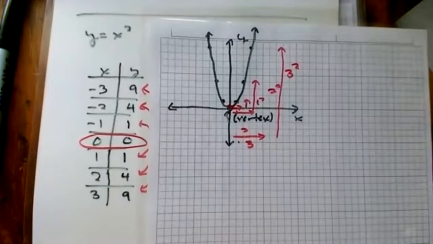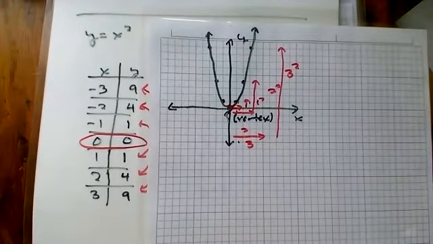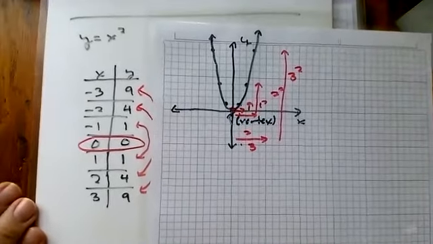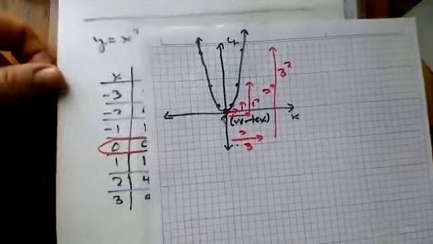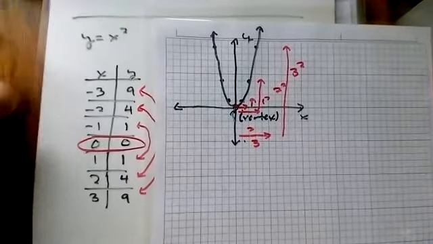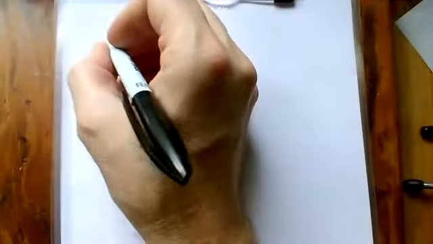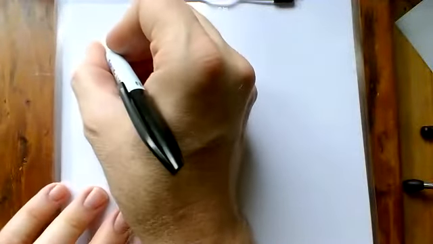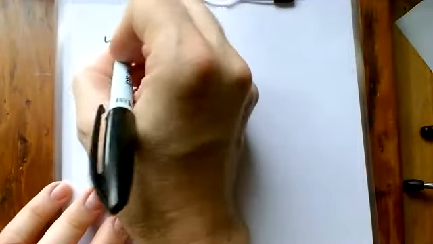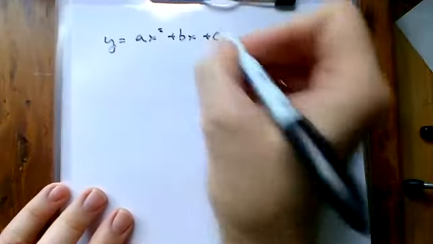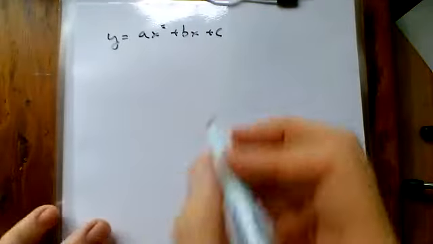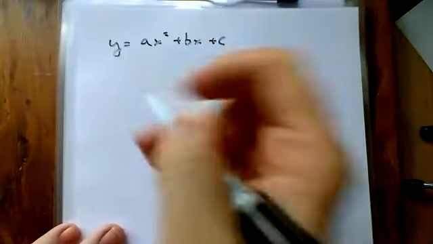So let's show you how to find your vertex. Let's start one thing at a time. From something like this, y equals ax squared plus bx plus c, I'm going to show you how to find your important points. And the first thing is your vertex.